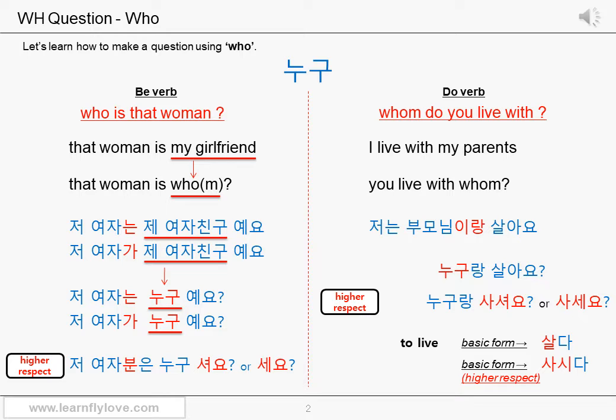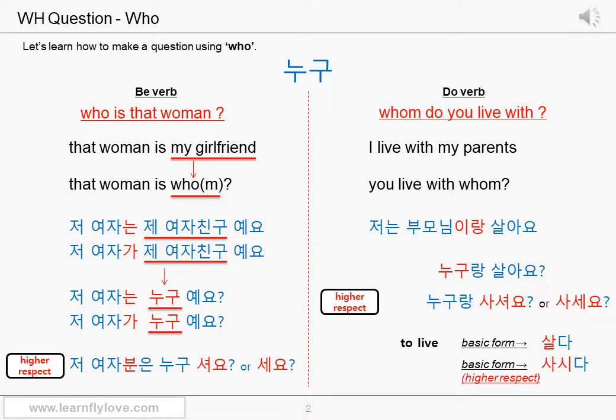You can use 사람, which means a person, instead of man or woman. 저 사람 누구예요? 저 사람은 누구예요? Or if the listener already knows who you are talking about, you can get rid of the entire subject. 누구예요? Like you say, who is it in English? 누구예요?